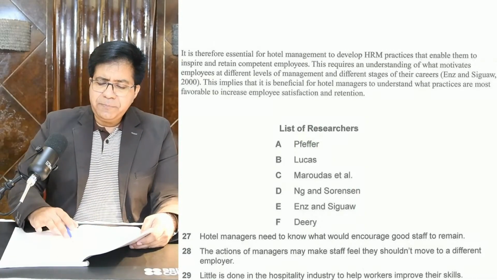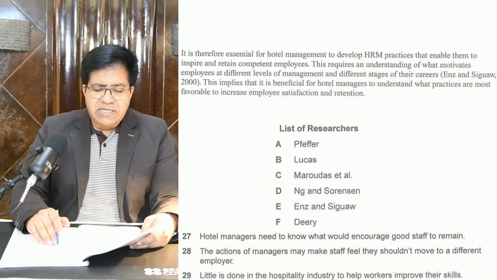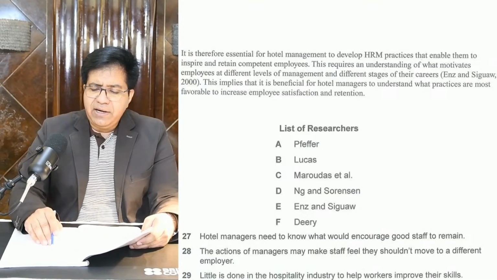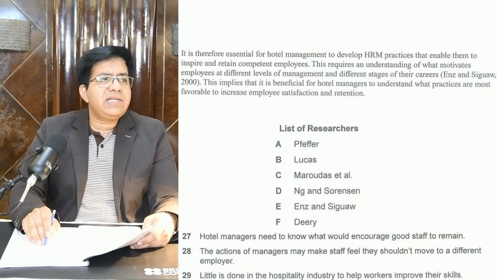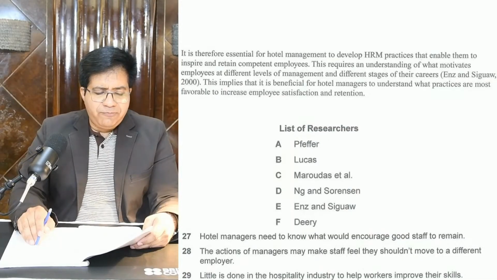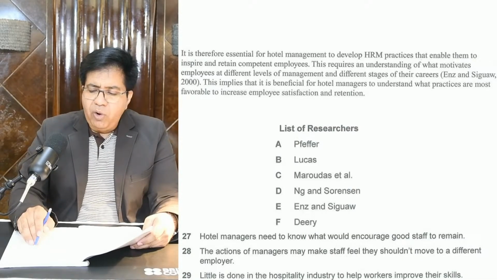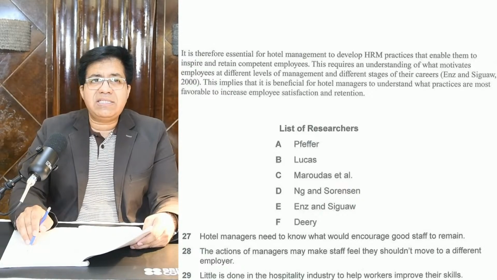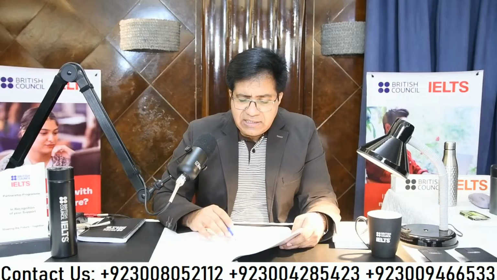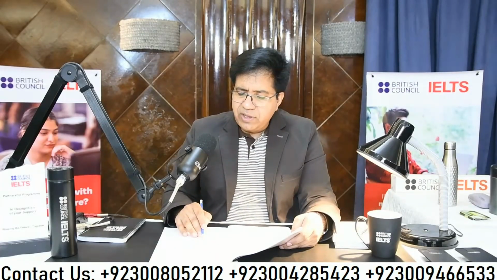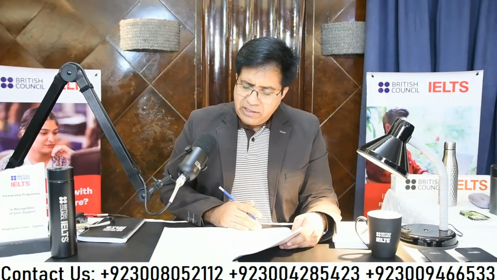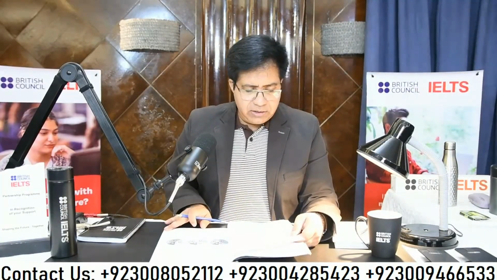So, question number 27. Hotel managers need to know. For hotel managers need to know, they said, hotel managers to understand what would encourage. For what would encourage, they said, what practices are most favorable. Encourage good staff. For good staff, they use the word employee. And to remain means retention. Question number 27. So this NZ and Sigwa, it is option E. So correct answer for that is option E, 27E. Have we answered all these questions? Okay.